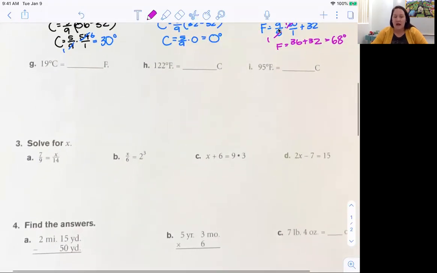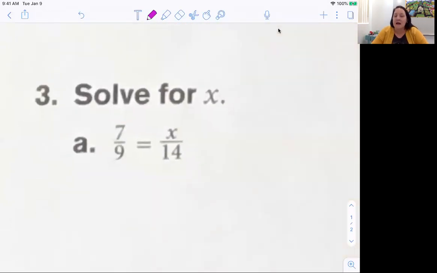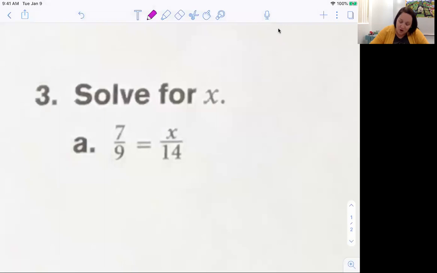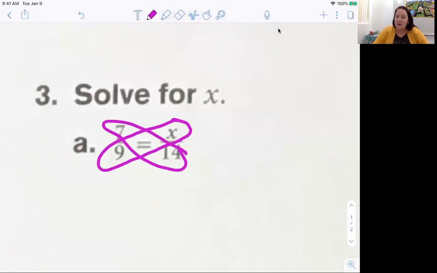It says solve for x. Now, I want you to look at A, because 9 does not go into 14 evenly, or nothing times 9 gives you 14 evenly, right? We can use a process called cross multiplication that we were using the other day. Let's cross multiply to solve for x. So when we cross multiply, we'll do this one first. 9 times x is 9x equals 7 times 14. We don't know that one yet, but we'll multiply it, okay? So, like I said, we have to multiply first. 14 times 7 is 98.